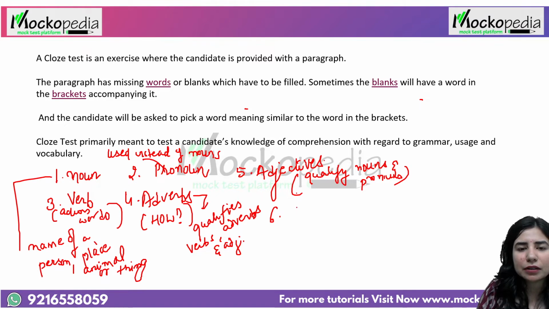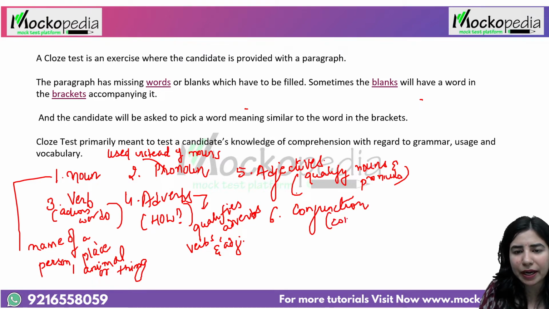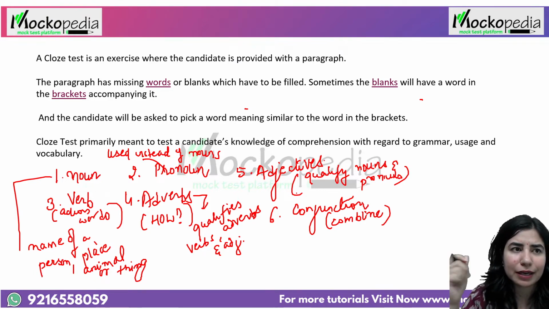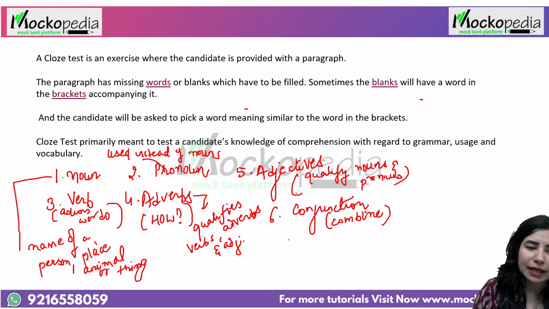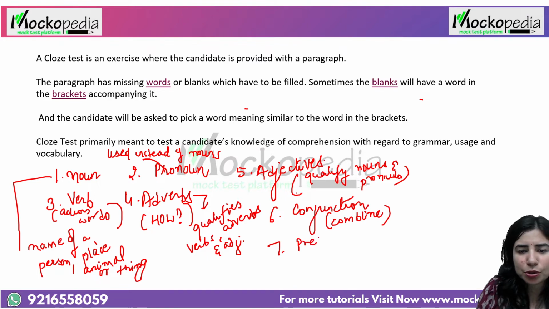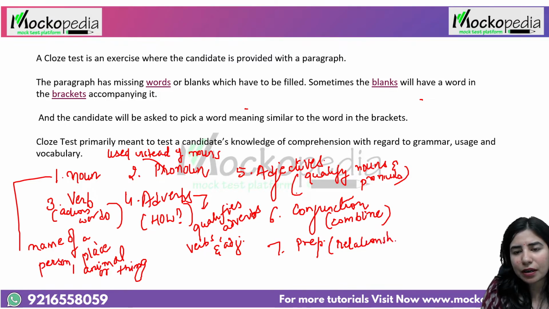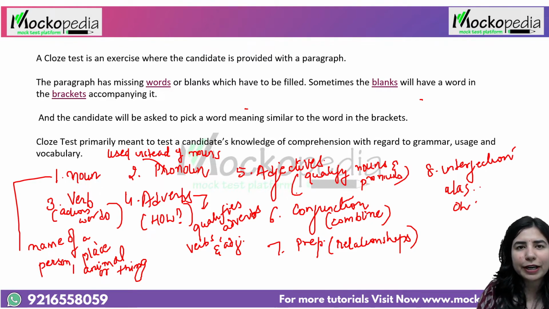Next would definitely be conjunctions. Conjunctions are words that combine, right? So and, for, but, neither nor, not only but also, either or, these are all conjunctions. And the next would be prepositions, which help us establish relationships. So in, into, under, on, all these are prepositions. Interjections you usually don't use, but you should still know them. Alas, a sudden expression, right? Oh, all these are interjections.